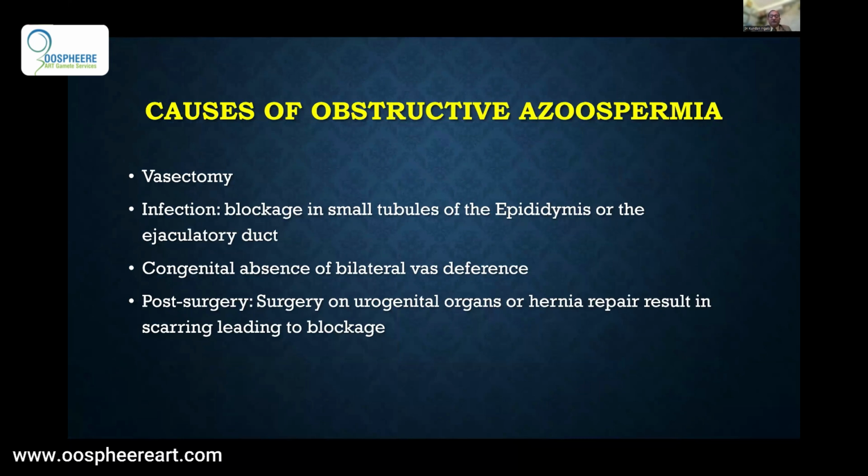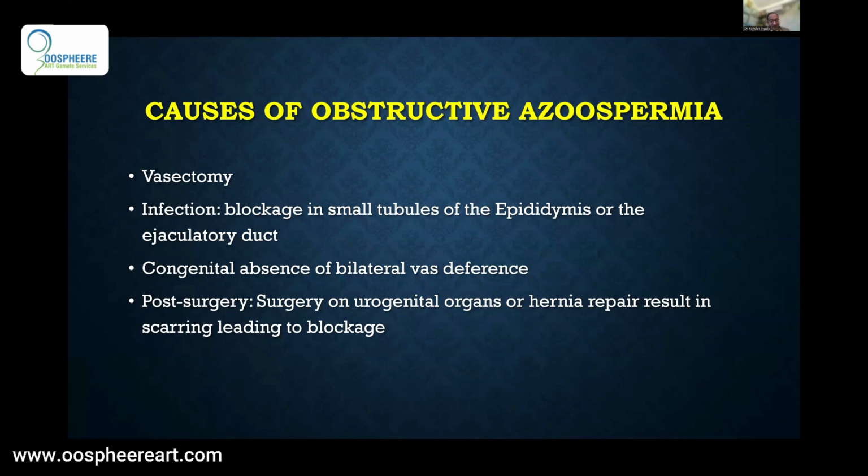Now, what are the causes of obstructive azoospermia? There is an obstruction in the reproductive tract. So, one surgery which is well known is vasectomy, where you cut the vas for family planning. So, obviously, there will be induced obstruction or iatrogenic obstruction because of vasectomy.